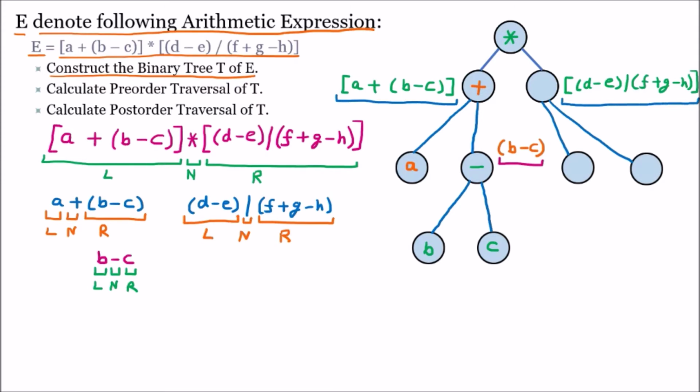So now two more nodes are added, and one is the parent node. On the parent node we are adding the divide sign. Afterward, on the left hand side we have d minus e as the left child, and talking about the right child, here we have f plus g minus h. So that is added over here. These are the left and right child.